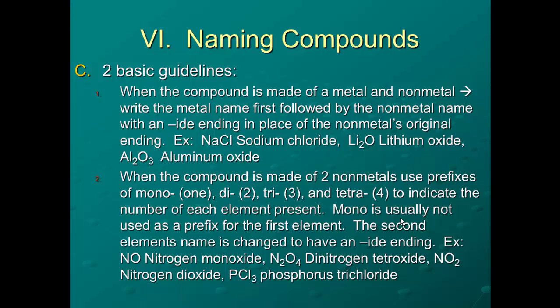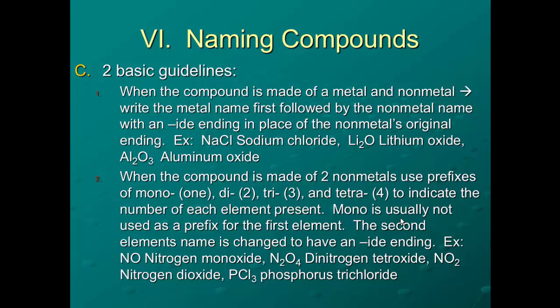But for the sake of what we're learning here, just know that when you've got a metal and a nonmetal, you don't have to indicate how many you have of each. You just write the name of the metal, then the nonmetal, with an IDE ending. So if we combine aluminum and oxygen, they happen to combine in a 2-to-3 ratio, but you would still just call it aluminum oxide. When you have a covalent compound, you'll have two of the nonmetal elements that have combined together.